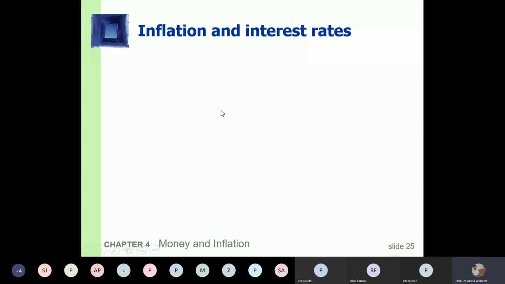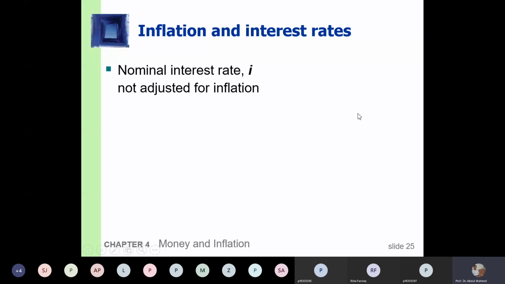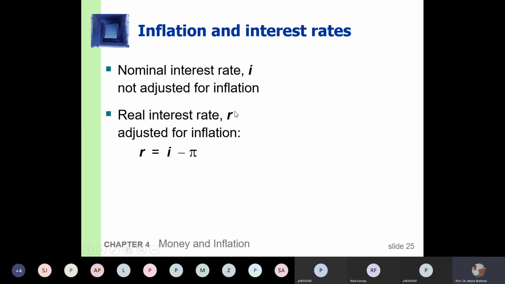And also there is a relationship between inflation and interest rate. We have the nominal interest rate represented by i, which is not adjusted for inflation. And then we have the real interest rate, r, and the real interest rate equals the nominal interest rate minus the inflation rate. Now if the nominal interest rate is 10% and the inflation rate is 7%, then the real interest rate would be 3%.